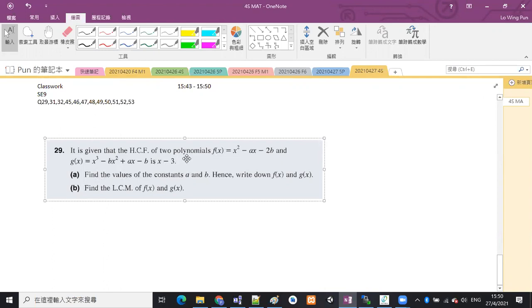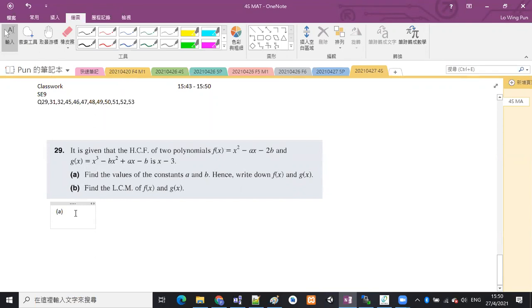So x minus 3 is the highest common factor of fx and gx, which means that x minus 3 is a factor of fx, and x minus 3 is a factor of gx. Okay, because it is a common factor. It is the highest common factor. So at the first place, it must be a factor of fx and a factor of gx, right?